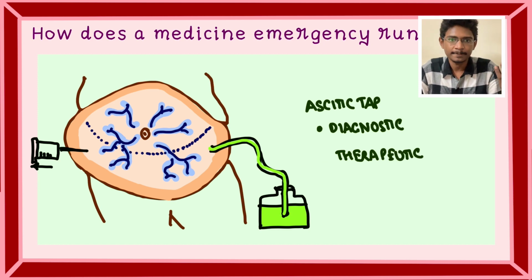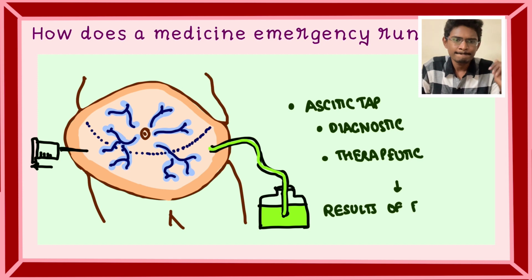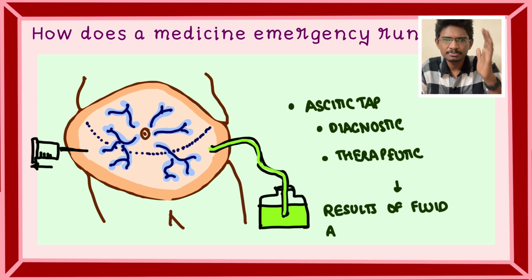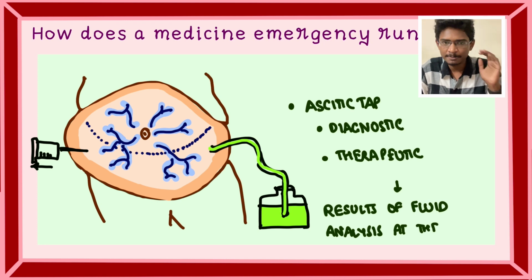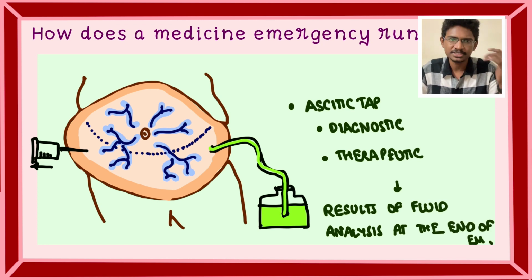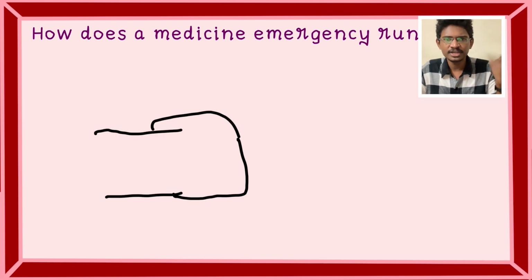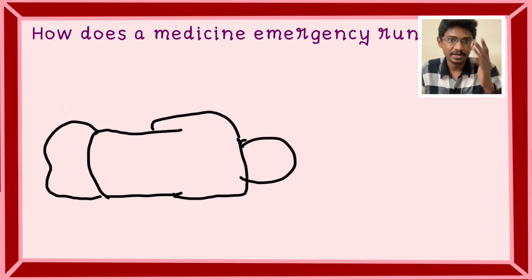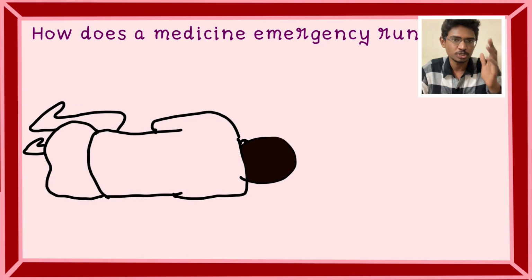If the patient has only abdominal pain, and might have symptoms of SBP, but the ascitic fluid turns out to be normal, you can just treat medically and discharge the patient. So many clinical decisions also depend on these fluid analysis reports.